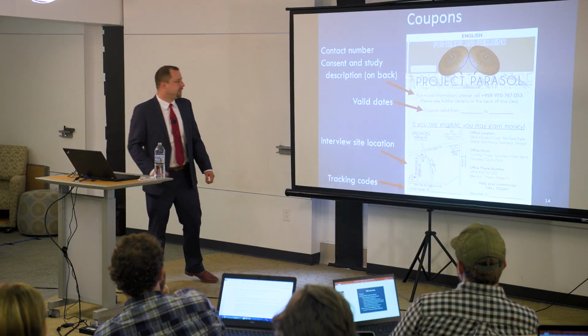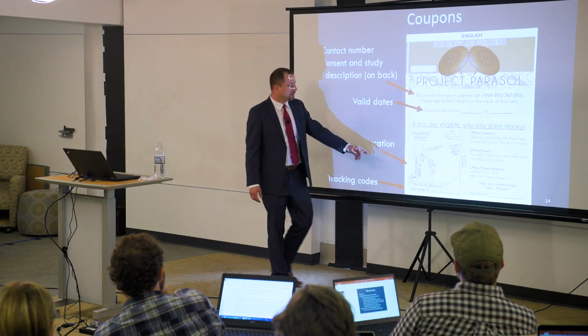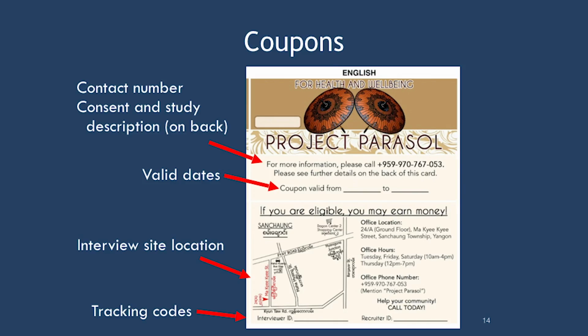I wanted to highlight some of the key elements on the coupons. This is from a project, this is not my project, in Thailand, I believe, where they were looking to recruit individuals. And typically, you create these coupons, you give them to the respondents, and then they give them to other people. So you want to have really core things. Typically, you have information about the study and about the informed consent procedures. In this particular case, it's on the back of this card. You always want a way to contact the research team.